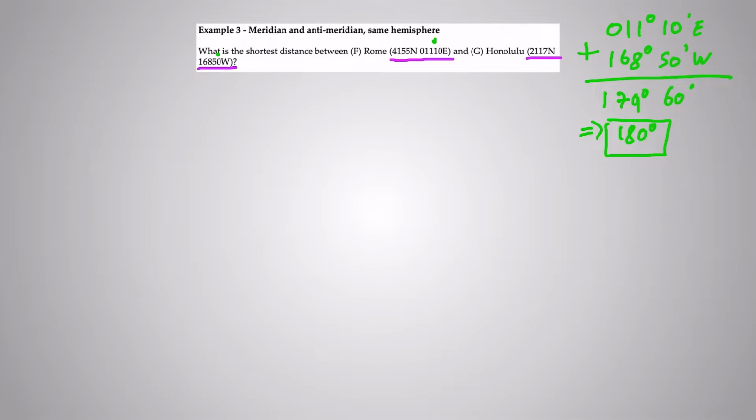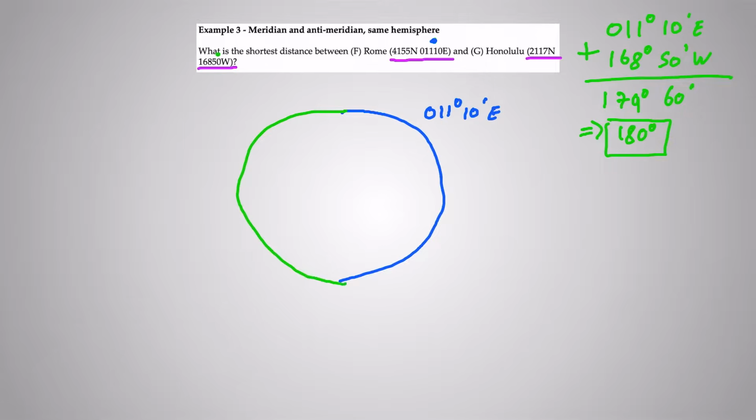Let's go ahead. So my first longitude is the east one. So let's plot it here. This is 111 degrees 10 east longitude, and the other longitude is 168 degrees 50 west. Okay, so that is how we plot these meridians now. So now the first point, which is point F, lies on the 111 10 east longitude, and the latitude is 41 degrees 55 minutes north. So it is probably here, point F.